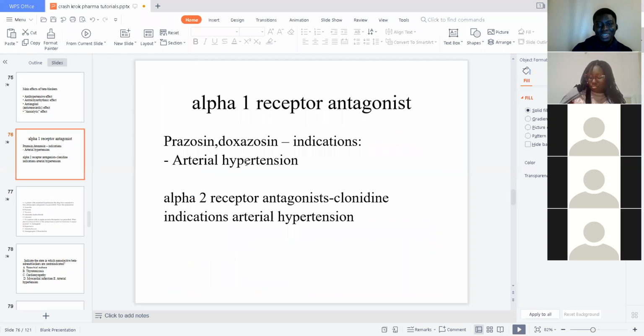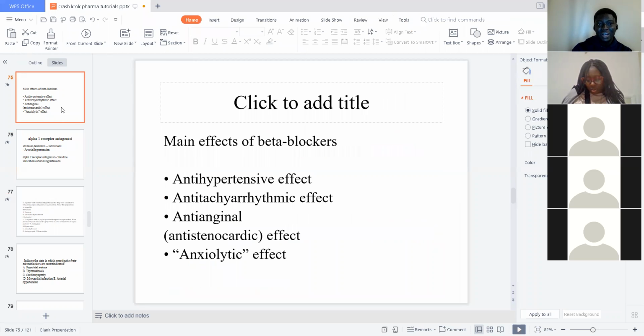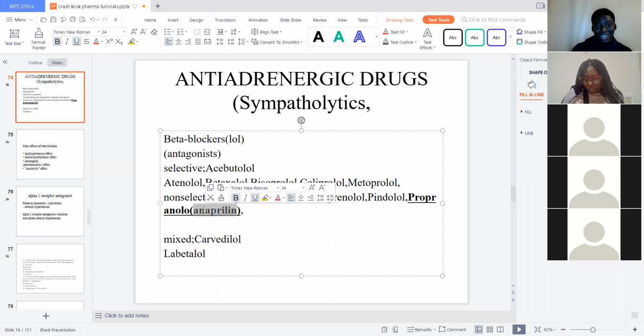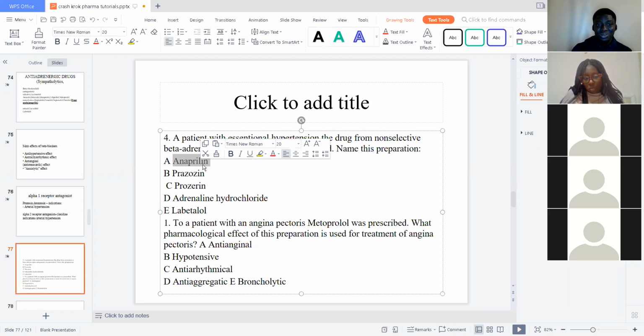Okay, so here we can see that prazosin works on only the alpha-1 receptor. While in this part, we can see the beta blockers, the non-selective ones. Non-selective ones are propranolol. Anaprilin is non-selective. It works on both beta-1 and beta-2, but it doesn't work on alpha receptors. So the answer to this question is anaprilin. Anaprilin is also called propranolol.